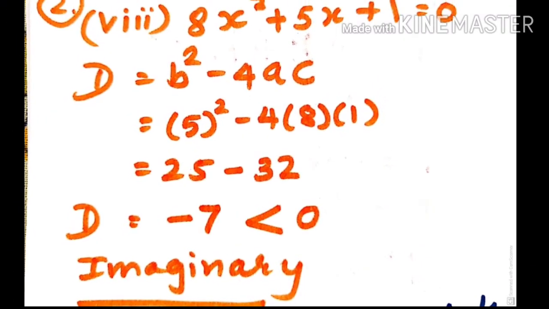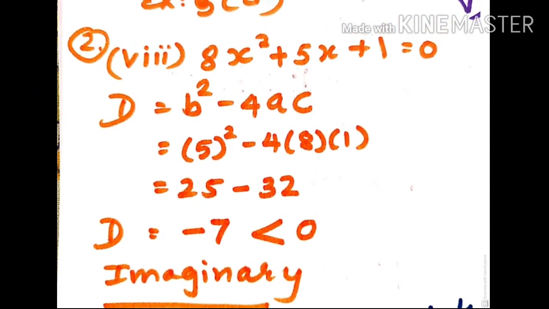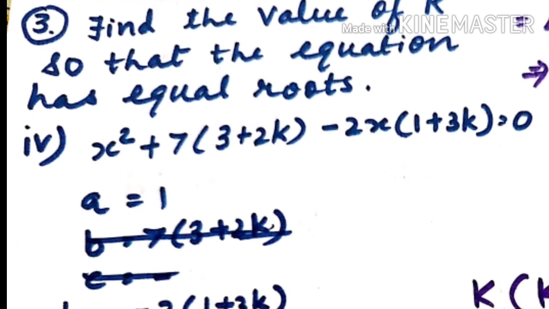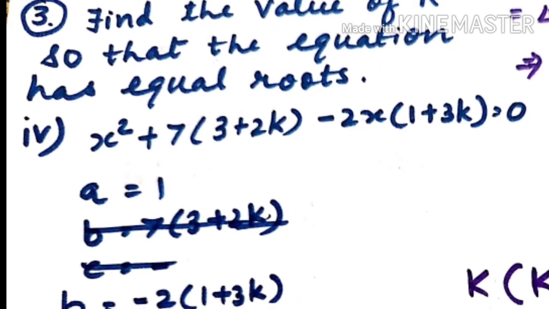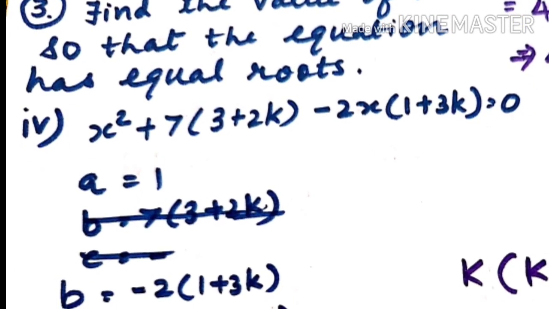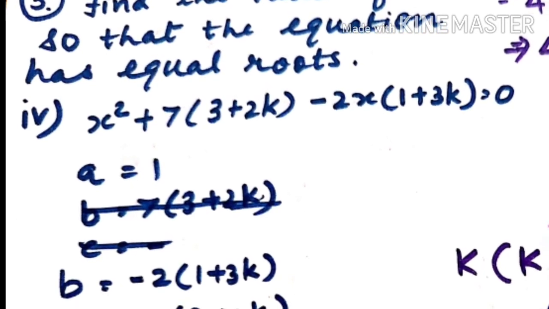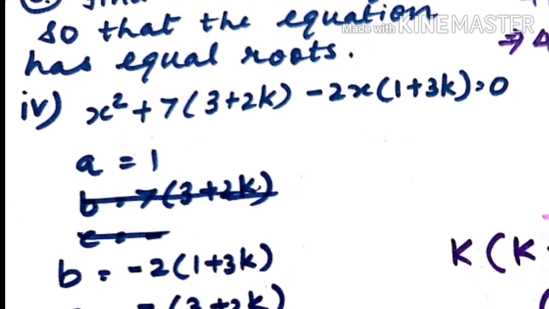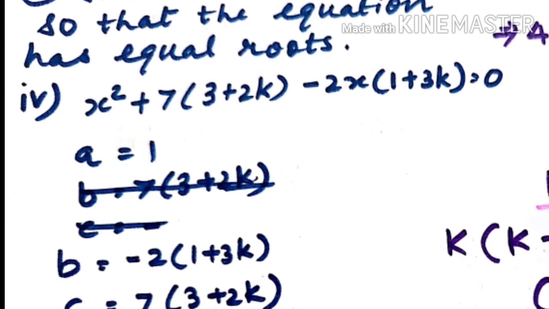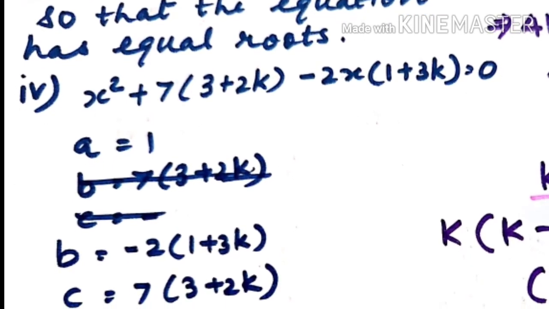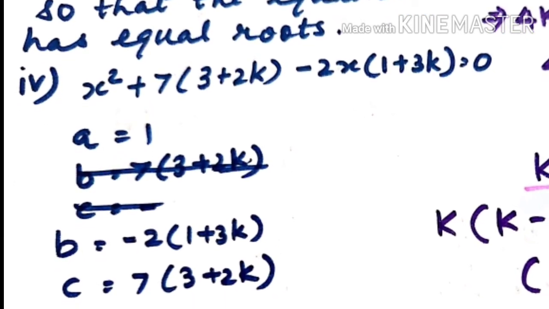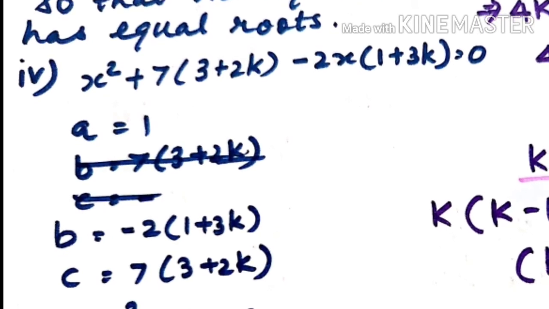So next we will move on to question number 3, find the value of k so that the equation has equal roots. Meaning in the question itself it is written that the equation has equal roots, which means the d value will be 0. We have to take the d value as 0 and find the value of k.